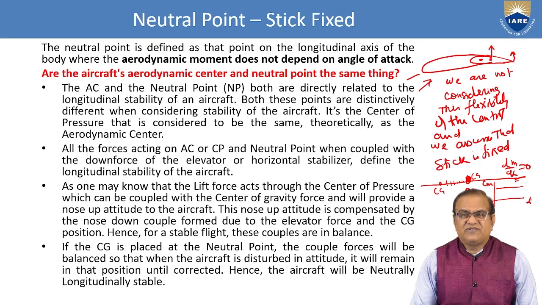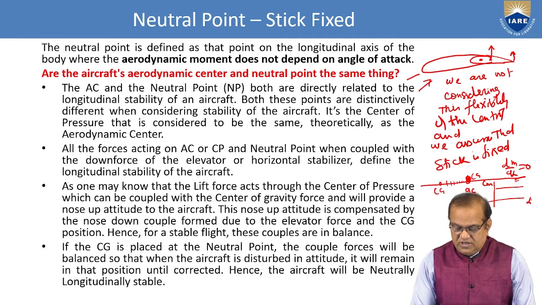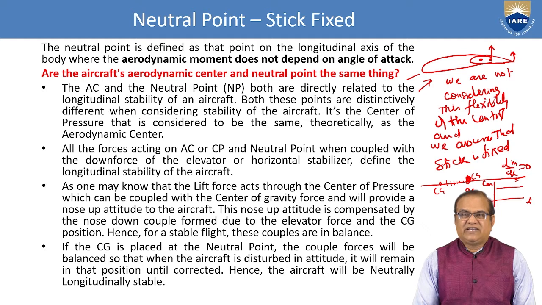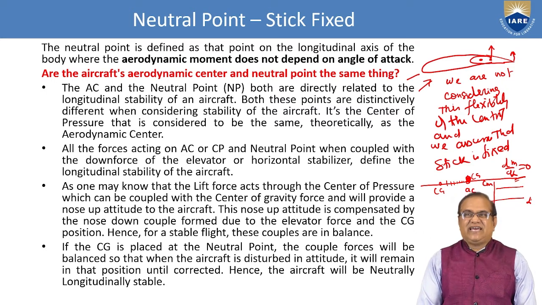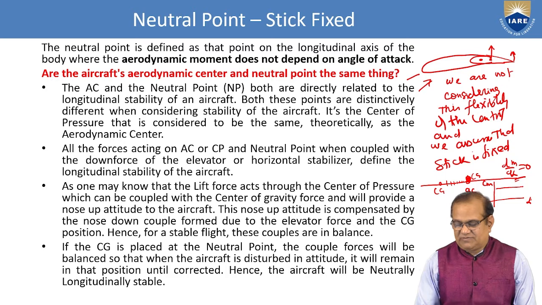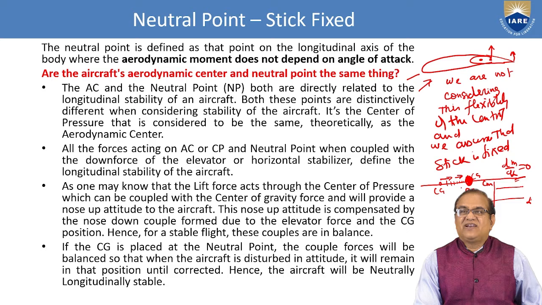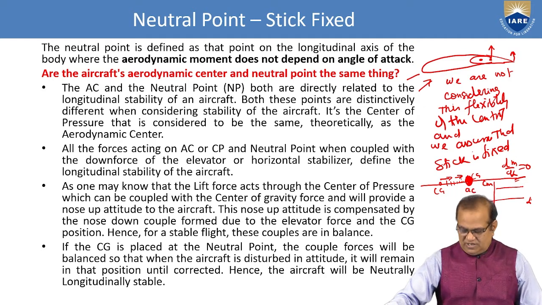And if the center of gravity is placed at the neutral point, the couple force will be balanced so that when the aircraft is disturbed in attitude, it will remain in that position until corrected. Hence, the aircraft will be neutrally longitudinally stable. So I have just explained this case. If you shift CG like this, and if it is on top of this AC, there will not be any moment and it will maintain the same position as it is disturbed. That point is called the neutral point.